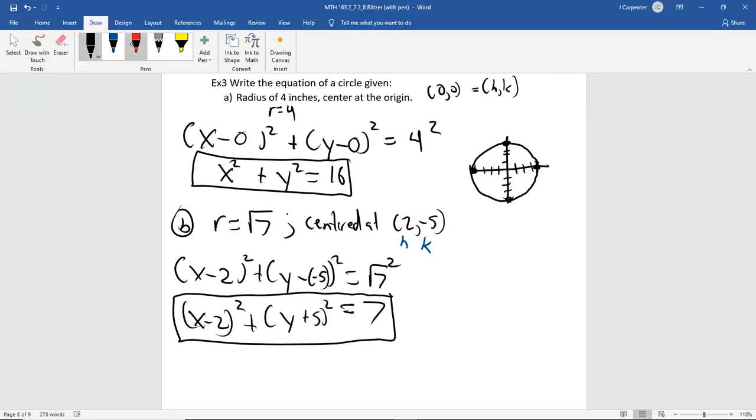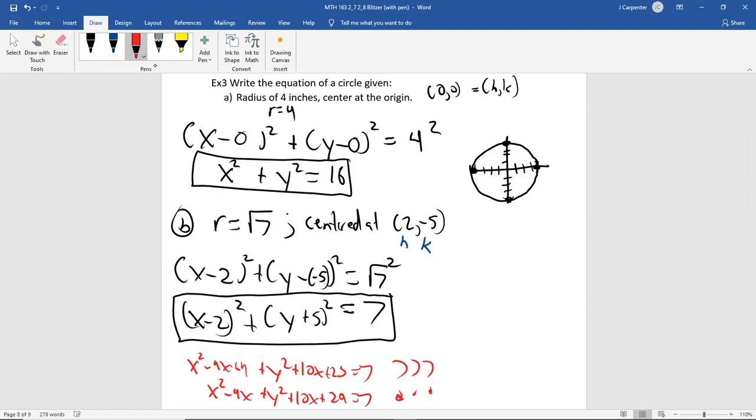It's going to end up looking like x squared minus 4x plus 4 plus y squared plus 10x plus 25 equals 7. And you could change that up to be x squared minus 4x plus y squared plus 10x plus 29 equals 7. You could even move the constant over. But when you look at this red version, even though they are still equations of circles, they're just algebraically different looking, I can't identify anything.